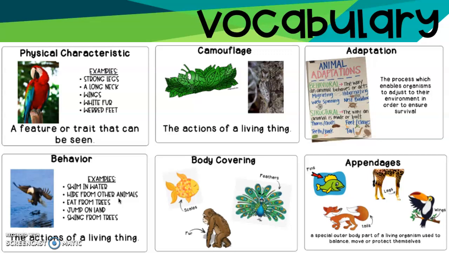In the top middle, you have camouflage. In the bottom middle, you have body covering, like scales, fur, feathers. In the top right, you have adaptation, the process which enables organisms to adjust to their environment in order to ensure survival. And in the bottom right, you have appendages, a special outer body part of a living organism used to balance, move, or protect themselves. Those are like fins, legs, wings, and tails.